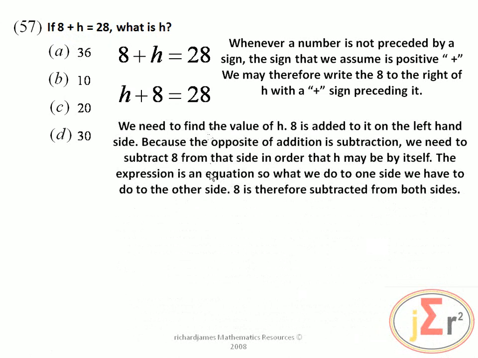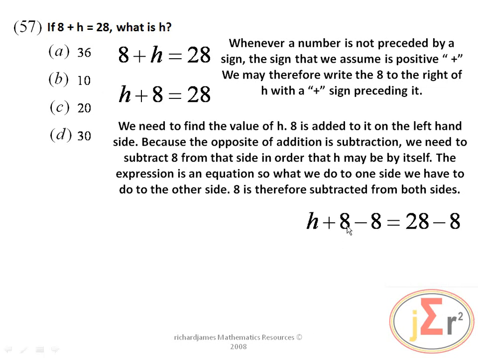And of course, over and over again, if that is what it takes for every single student to know how to approach the solution of an equation, we are going to say it over and over again. We need to find the value of h. 8 is added to h on the left hand side. So we need to do the opposite of addition in order to get rid of that 8. So we are going to subtract 8 from the left hand side. Of course, the expression is an equation. So what we do to one side, we have to do it to the other side. So we are going to end up subtracting 8 from both sides.